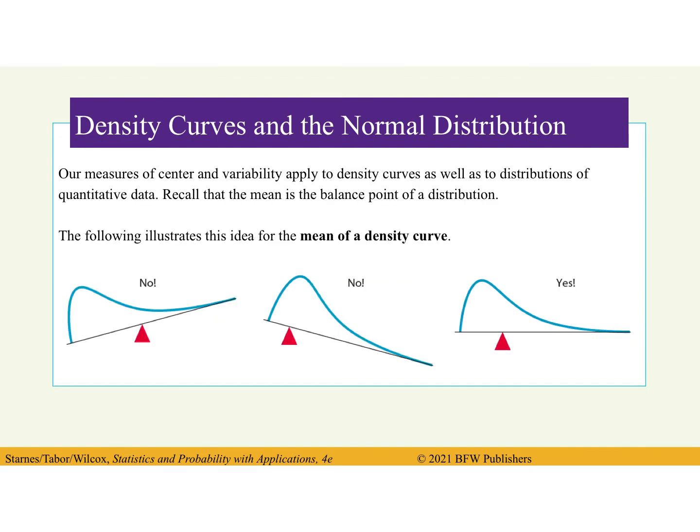Our measures of center and variability apply to the density curves as well as the distributions of quantitative data. Recall the mean is the balance point of the distribution, right? So the mean is where your curve is balanced. It's not how many values, but it's the size of the values, right? So when it's skewed, the mean is moved a little bit more towards the tail. And those are our balance points.